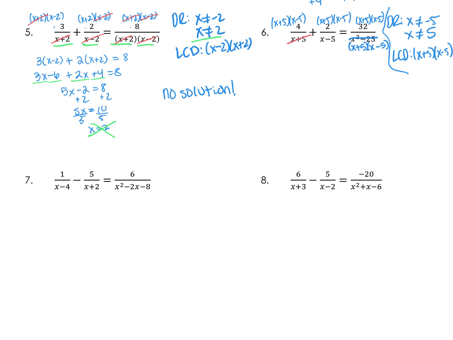Cancel out our denominators. Everything cancels over here with our LCD. Over to the first fraction, we'll have a 4 left and an x minus 5 left. Second fraction, we'll have a 2 and an x plus 5 left. And then over here, we just have 32. So then we'll distribute.